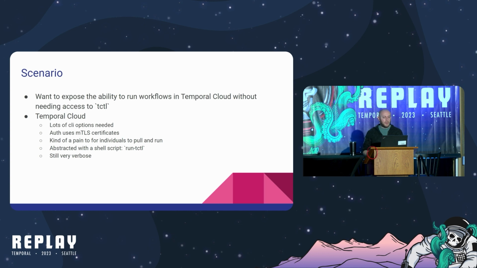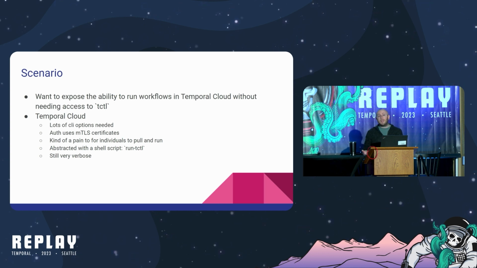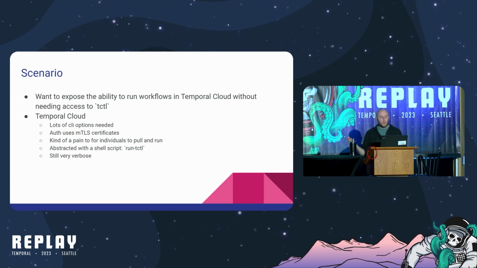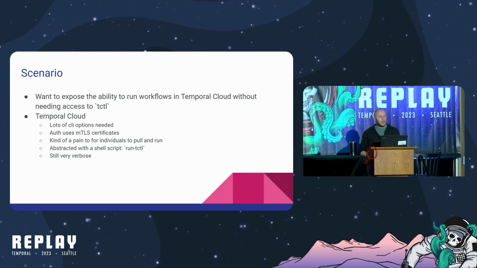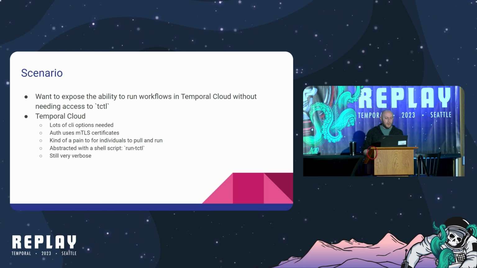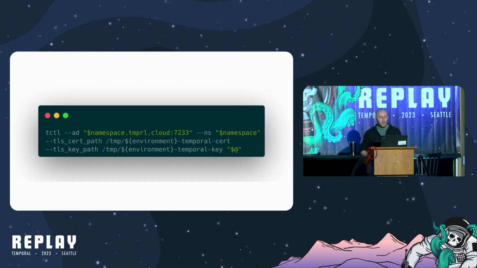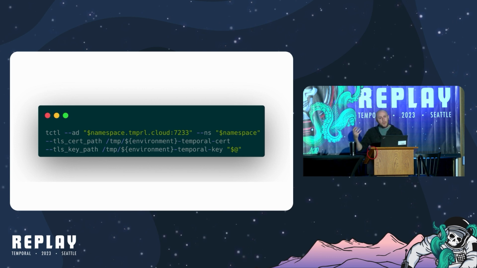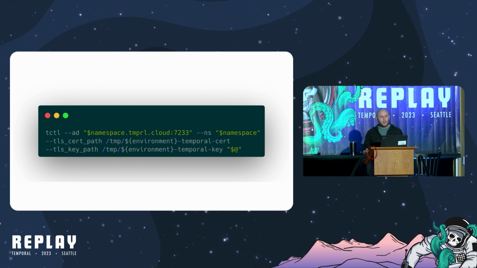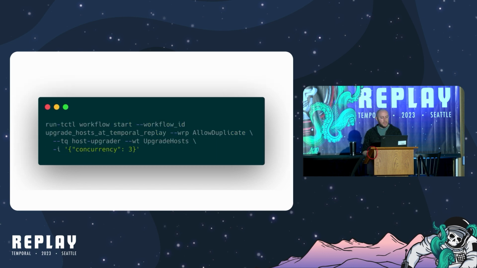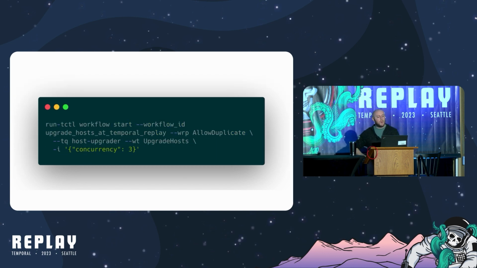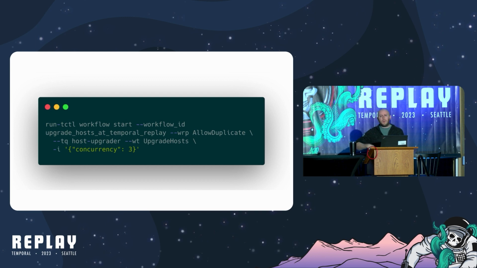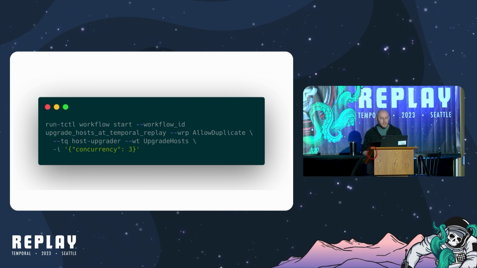For example, with Cloud, you need mTLS certificates to be able to communicate with Temporal's hosted product. That's kind of a pain. It's not awful, and we wrote a shell script around it. But if you look at this, that's like 6 or 7 options before you actually end up running a command. This run tctl is that wrapper I just showed you. But then you have to do workflow start and give it a workflow ID. That workflow ID may not conform to anything interesting.